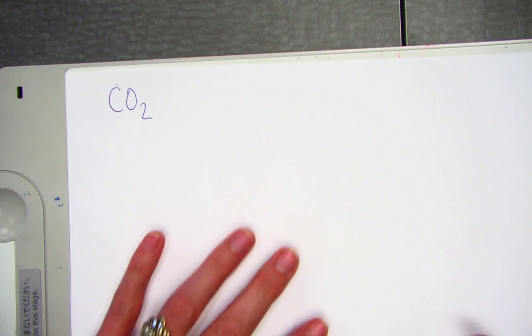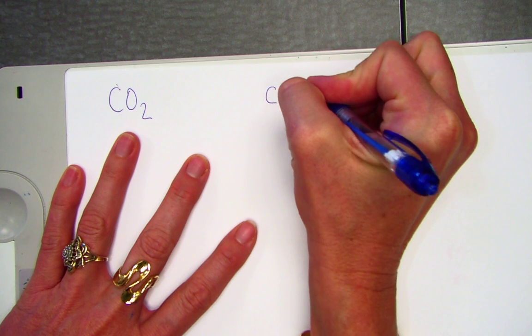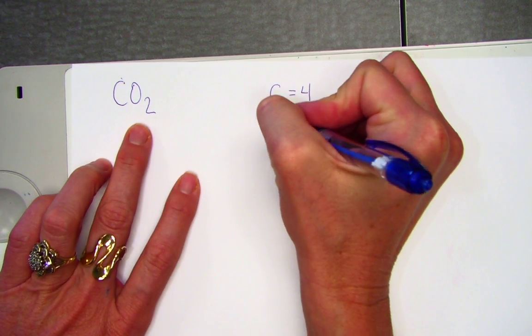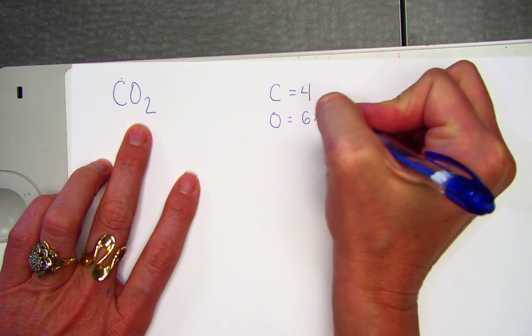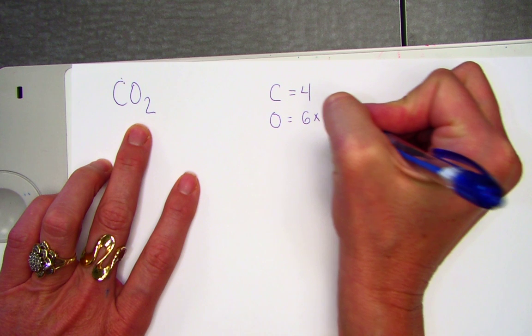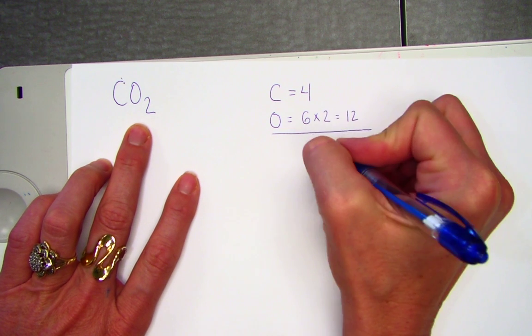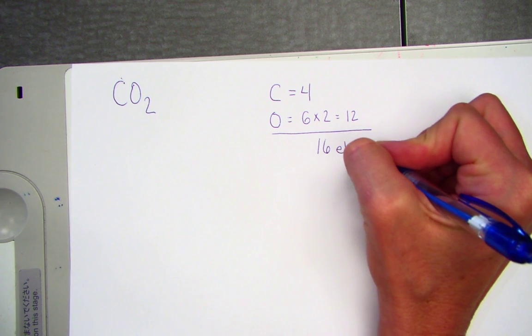When I look up on our periodic table, carbon of course lives in group 4A, and will contribute 4 electrons to this particular structure. Oxygen, who lives in group 6A, has 6 valence electrons. I see that there's 2 of them in that formula. It will contribute a total of 12 electrons. So by the time I'm done, I better account for 16 electrons in our structure.